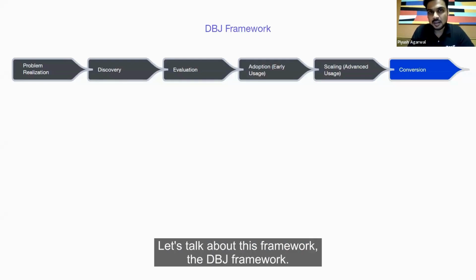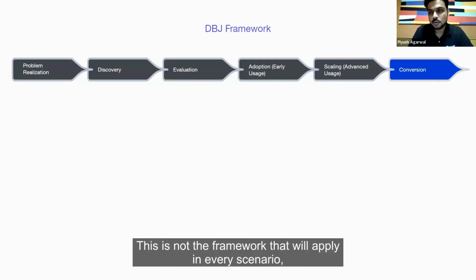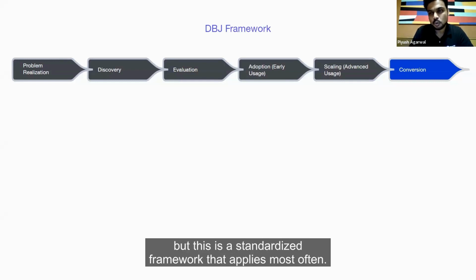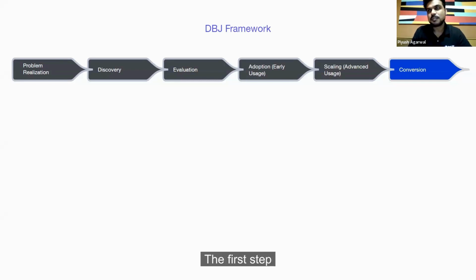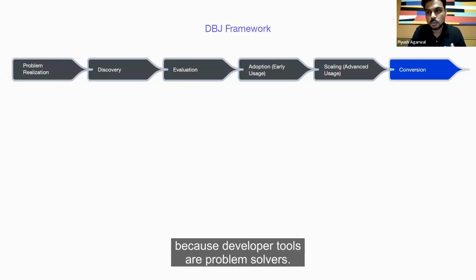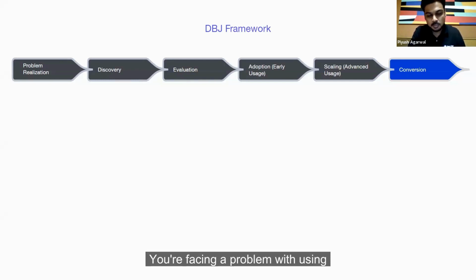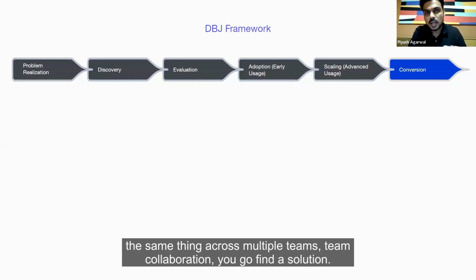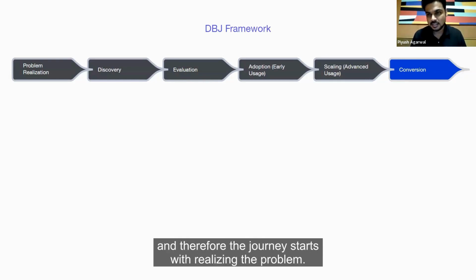So let's talk about this framework, right? The DBJ framework. Now, this is a framework to get started with. This is not the framework that will apply in every scenario, but this is a standardized framework that applies most often, right? And if you think about it, it starts with problem realization. The first step in the journey of any team buying any product is usually problem realization, because developer tools are problem solvers. You're facing a problem with scalability, you go find a solution. You're facing a problem with using the same thing across multiple teams, team collaboration, you go find a solution. So a developer tool by inherent nature is a problem solver, and therefore the journey starts with realizing the problem.